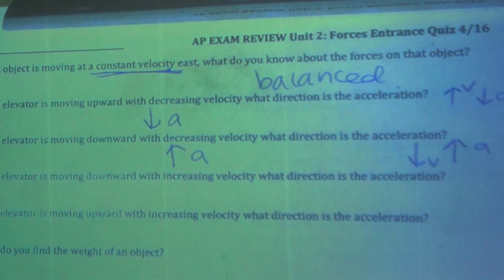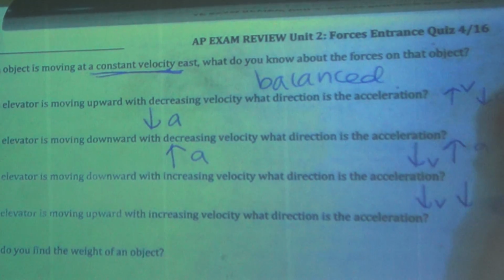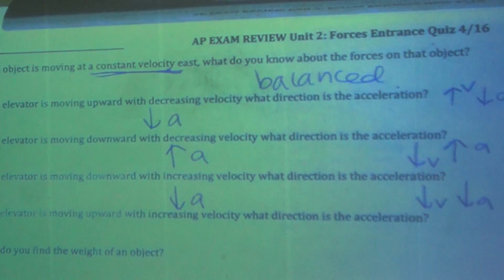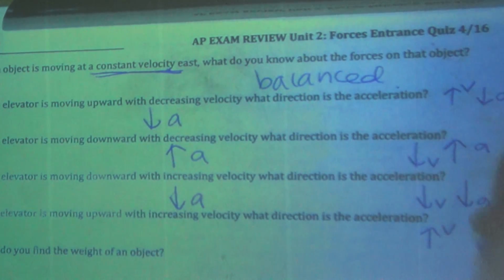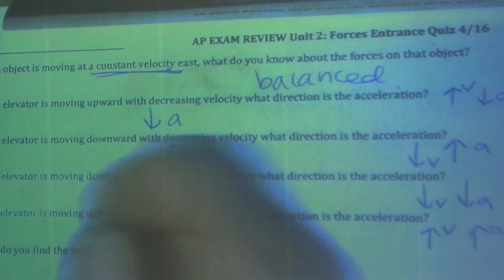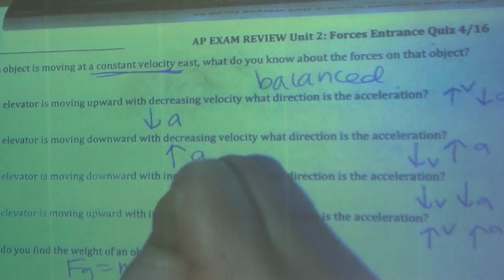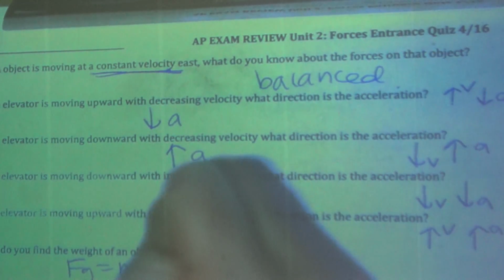If an elevator is moving down with increasing speed, getting faster and faster, acceleration is in the same direction, that would be downward acceleration. Moving upwards, increasing velocity, getting faster, that's an acceleration upwards. How do you find the weight of an object? Weight is just mass times gravity, or we could say mass times 10 or mass times 9.8, those all work.